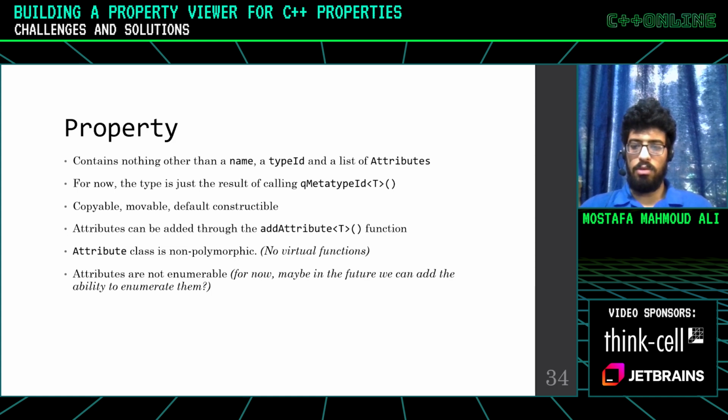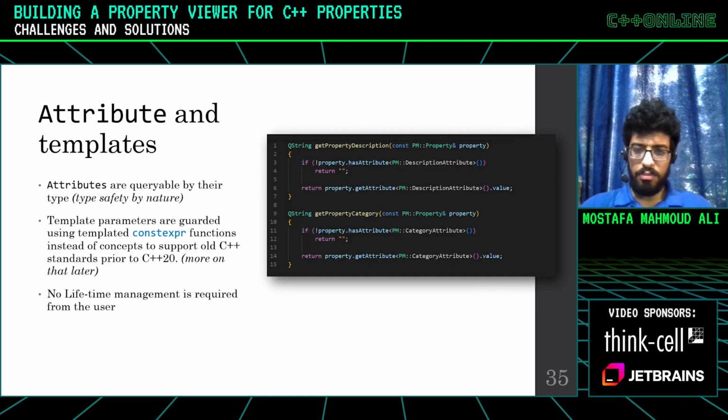Attributes can be added through the add attribute function, both at compile time and at runtime. The attribute class is non-polymorphic, so you can't extend already existing attributes. You can just create new ones. Attributes are not enumerable for now. Maybe in the future we can add the ability to enumerate them. I don't think this is something that we need to do.